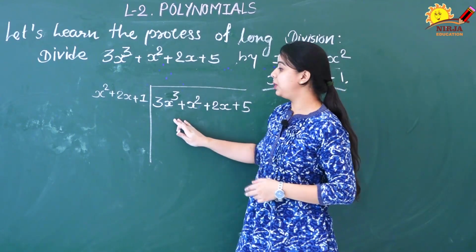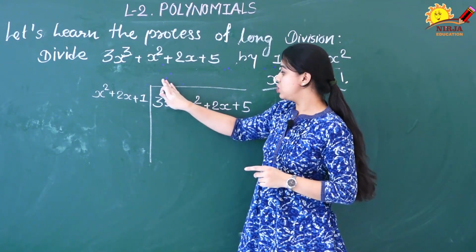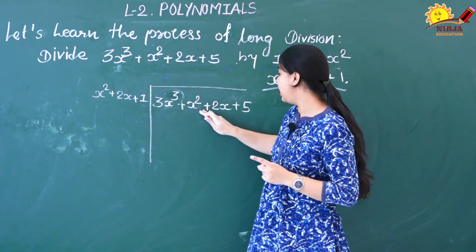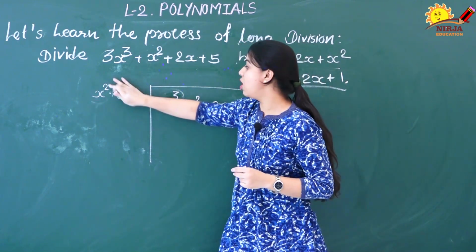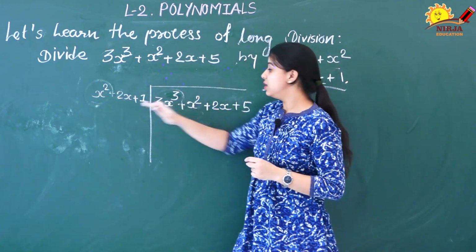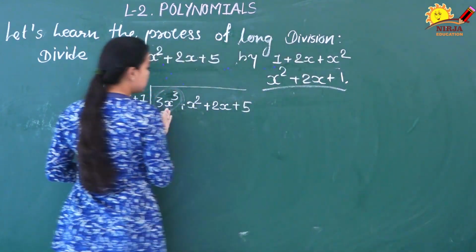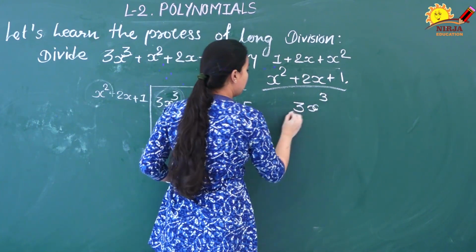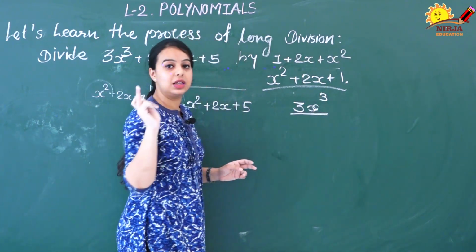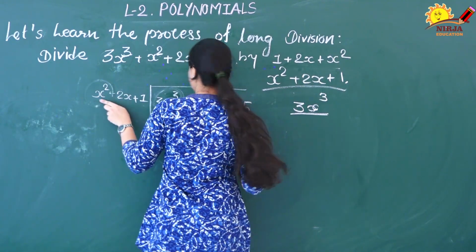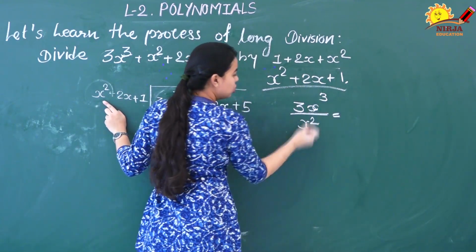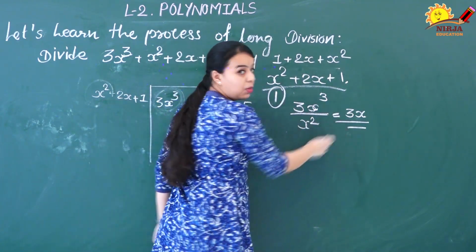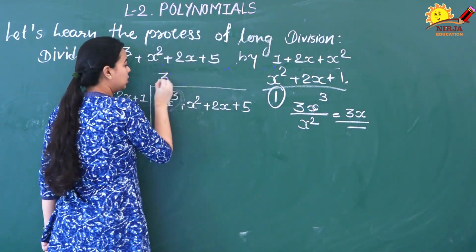If you want to obtain the first step for the question, you need to divide the highest term of the dividend by the highest term of the divisor. This is our dividend, this is our divisor. The highest degree term of the dividend is 3x cube. We need to divide this by the highest degree term of the divisor, which is x square. If we do this, we get 3x. So here we got our first term of the quotient. Let's write over here 3x.